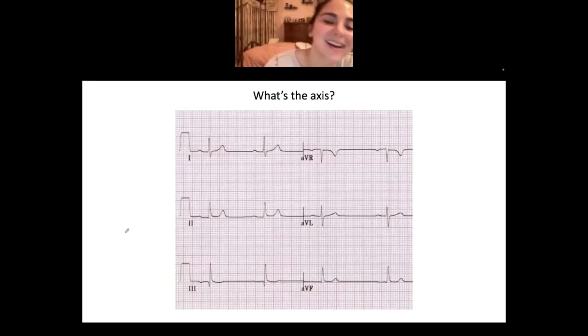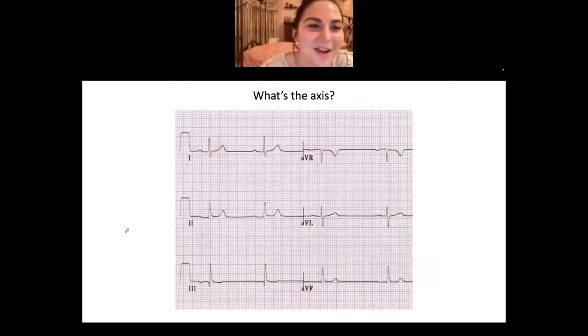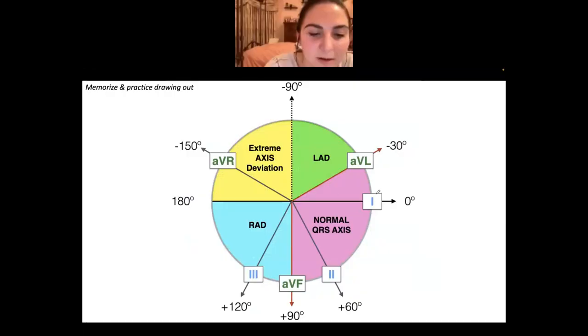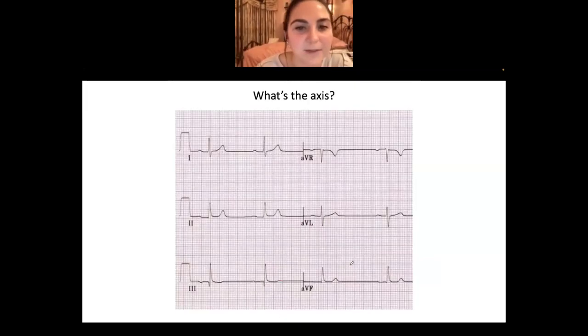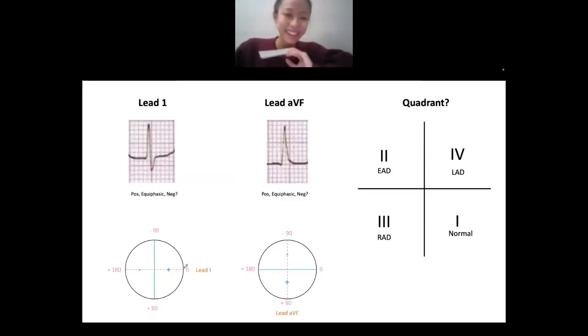Actually, that's a great question. What if it's... You'll never ask this. It's just to get you thinking about this picture, to know that all of the normal axes, besides this small amount here, are going to be between lead 1 and lead AVF. So technically, you can just look at 1 and AVF and see if it's going to be between there. That was silly, but that was good. No, it's good. I'm glad I got you.